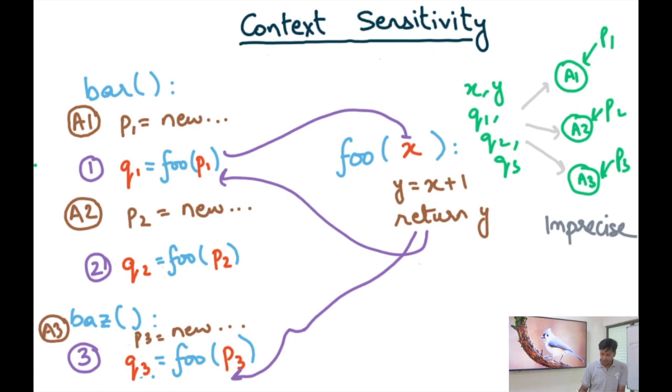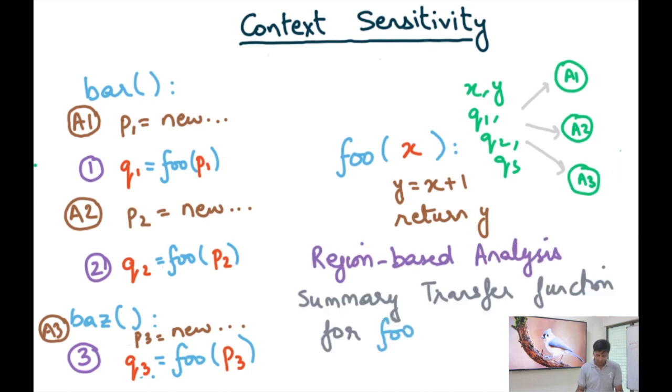Okay, so what is the solution? Well, I think we have seen this before, and one of the solutions that we've discussed in the past is region-based analysis. The idea is that you summarize the whole procedure, in this case foo, and construct a summary transfer function for foo, and at every call site just invoke that summary transfer function. That way these summary transfer functions will be independent at each call site, and so there will be no interference. So let's see how that would work.